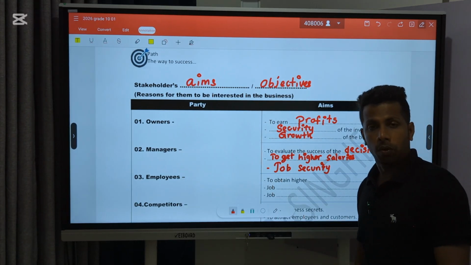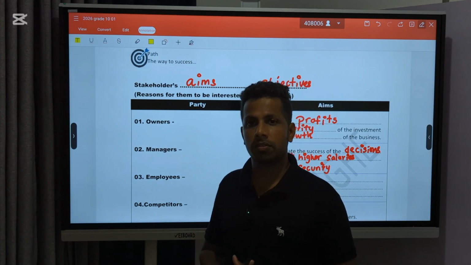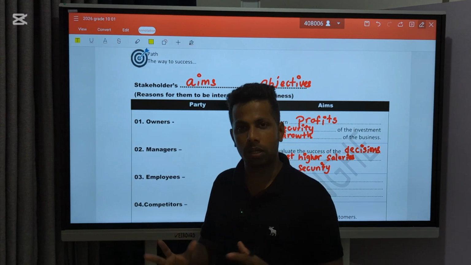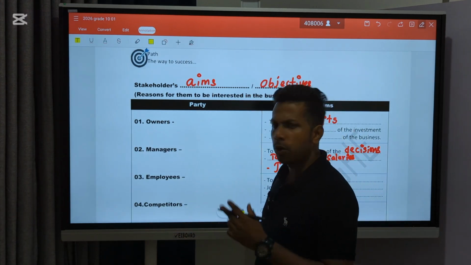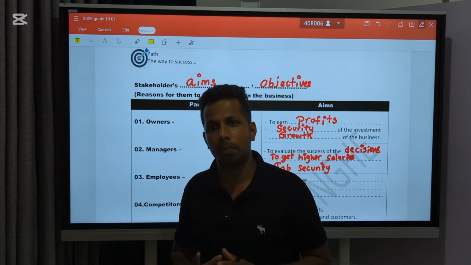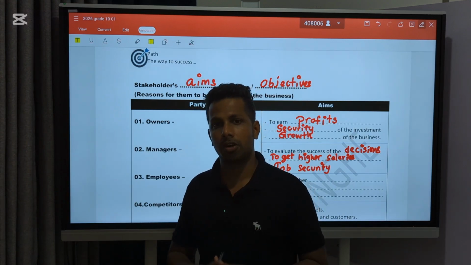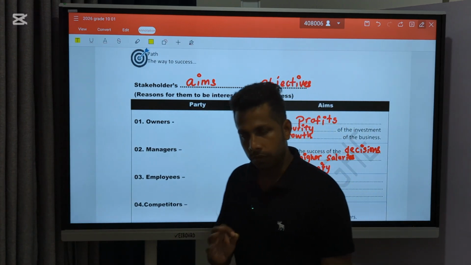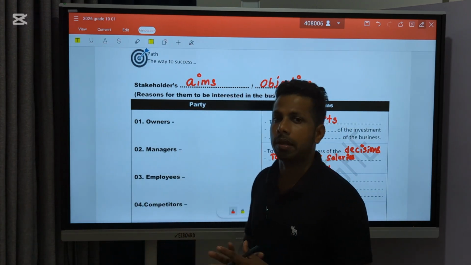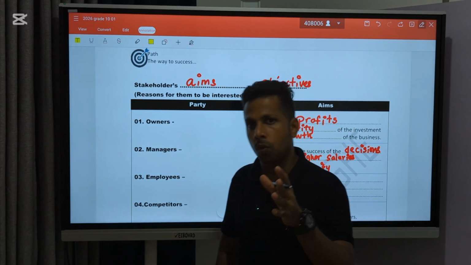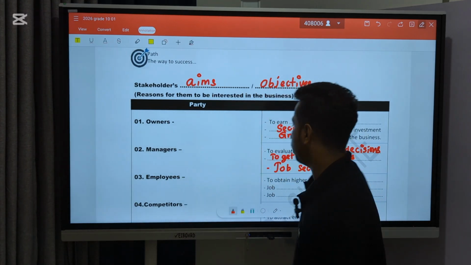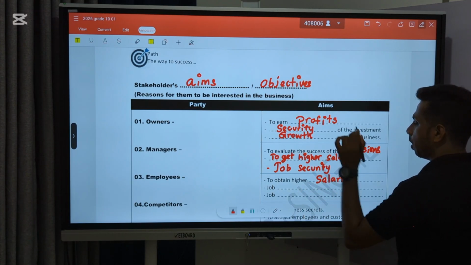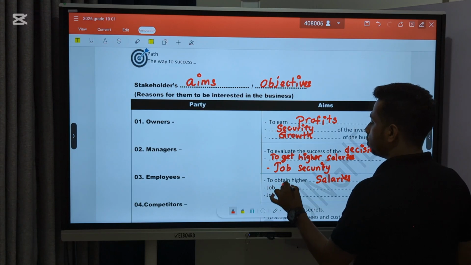Okay, now let's move to employees. They are also interested in the business. We considered employees also as a stakeholder. Now let's see, what do they want? Be an employee. Don't be an employee one day. Just be an entrepreneur. Try to become an entrepreneur. So however, at this moment, just act as an employee. Think, what do you want? Why do you have an interest in the business? Definitely, to obtain higher salaries is one objective of employees, especially job security.